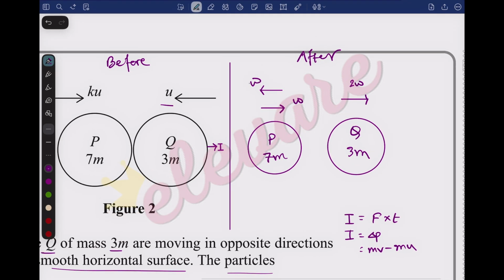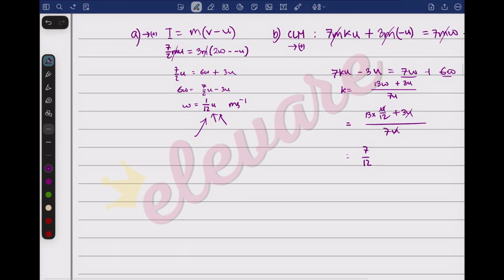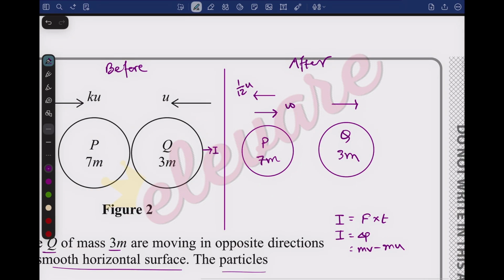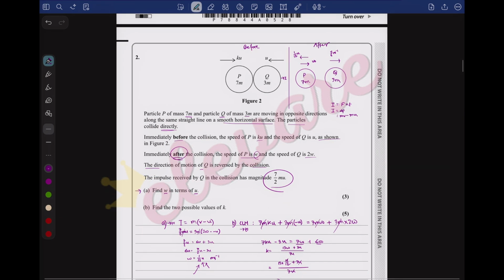You know what? Instead of these W's, you can just directly write down the values of those W's in terms of U, since everything is in terms of U, all the velocities. And this 2W as well, 2 times W, so 2 times 1 by 12 U is basically U by 6. Or you could also write down 1 by 6U. Either works, doesn't really matter.